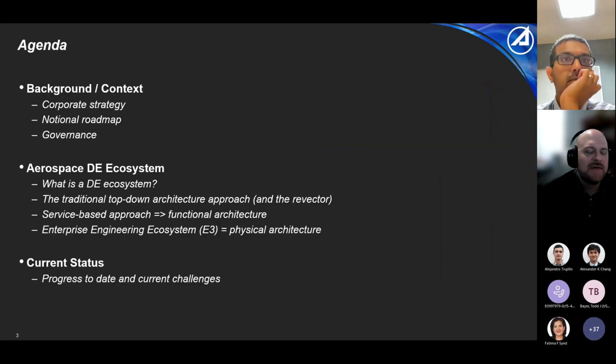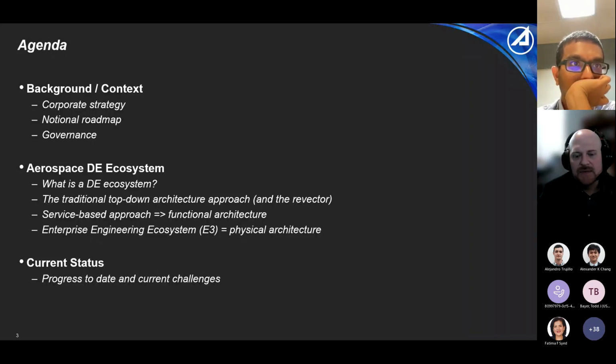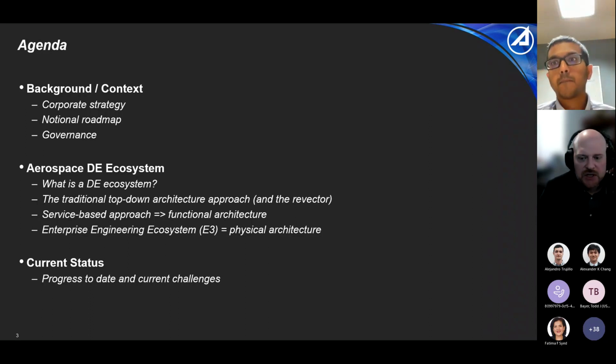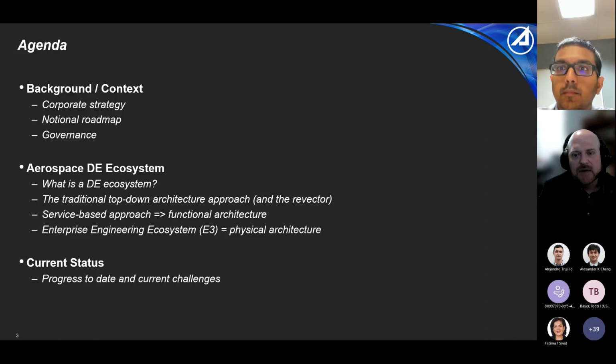Let me get to the meat of what I want to talk to you about today. There are really 3 sections, and the main one is right there in the middle: the Aerospace digital engineering ecosystem. But before that, I want to set the stage a bit. If you're going to achieve and implement a digital engineering ecosystem, it can't be in isolation. So what is that kind of context that it works in? What are those supporting elements that make it more likely that you're going to achieve success? I'm going to talk about that a little bit in the background context.